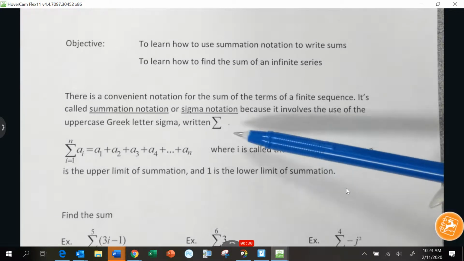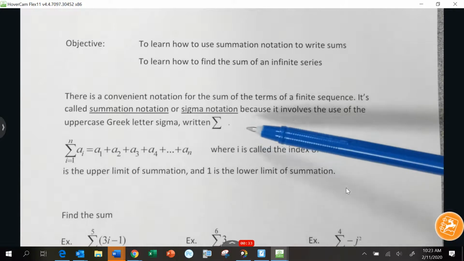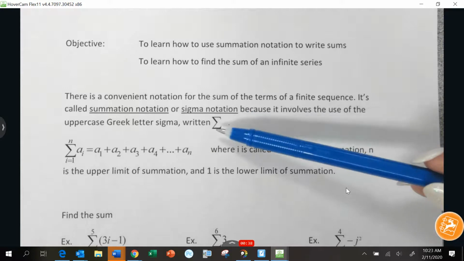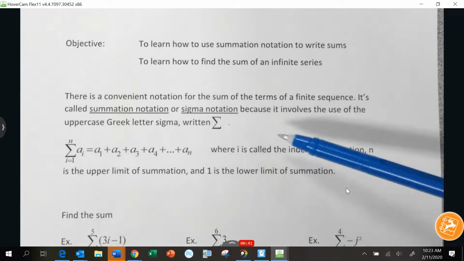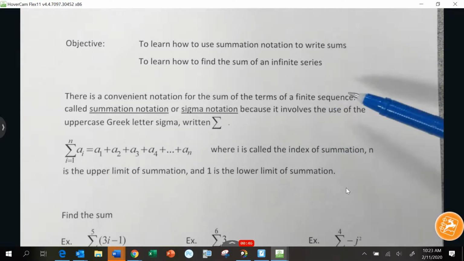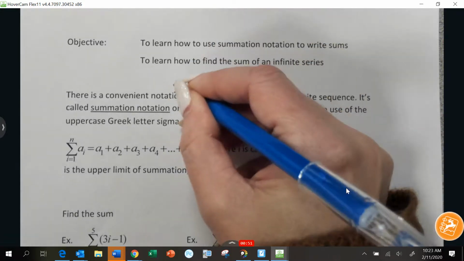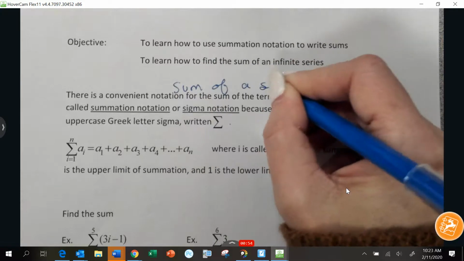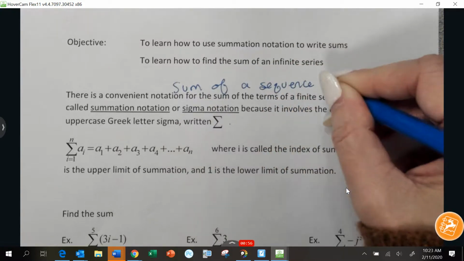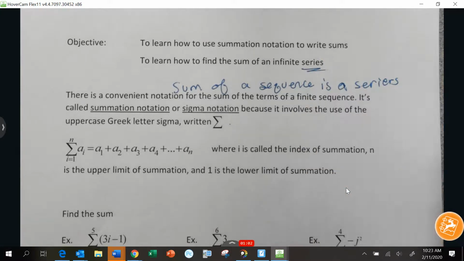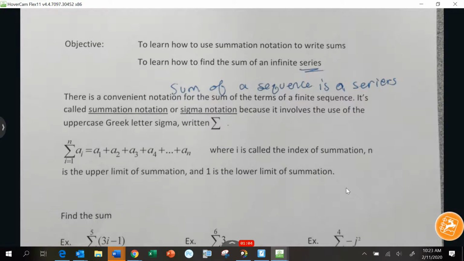This is a capital sigma in Greek, so they call it sigma notation. This tells us that we're going to add up all the terms in a sequence. When we add up all the terms in the sequence, we call it a series. So this word right here, series, that means add up all the terms in the sequence.